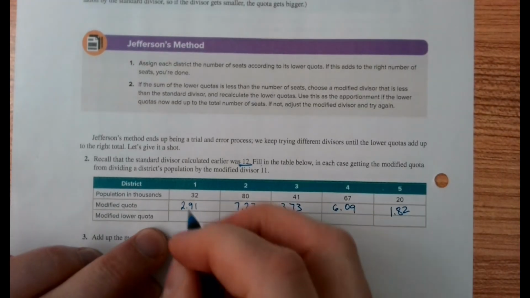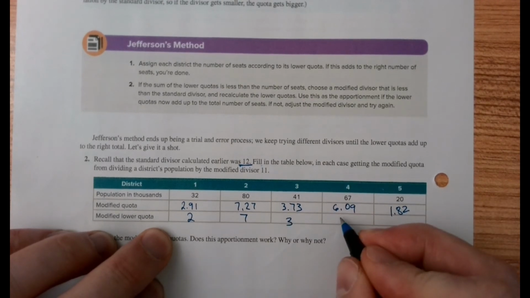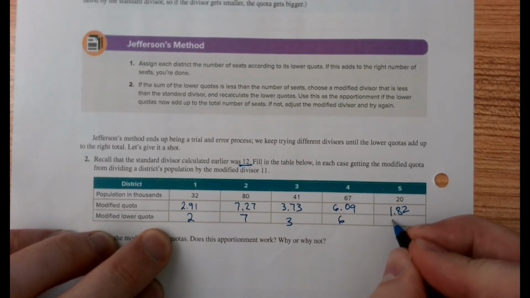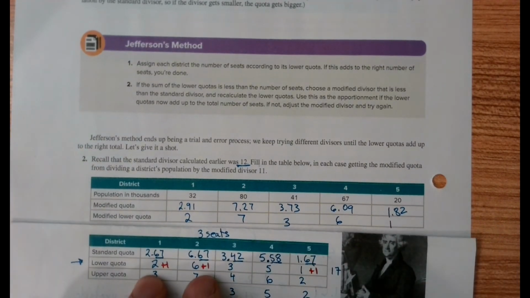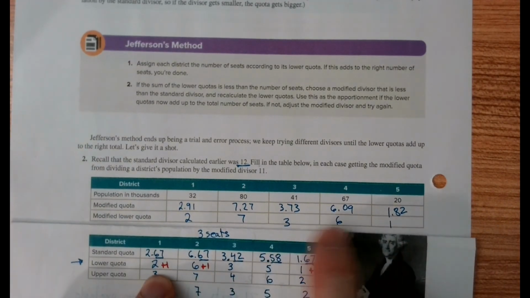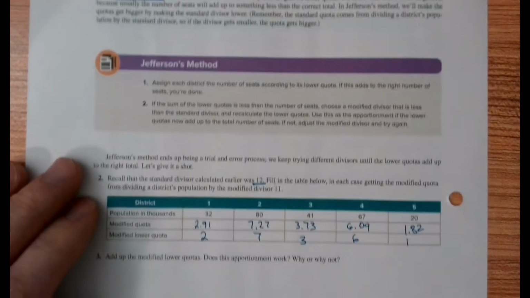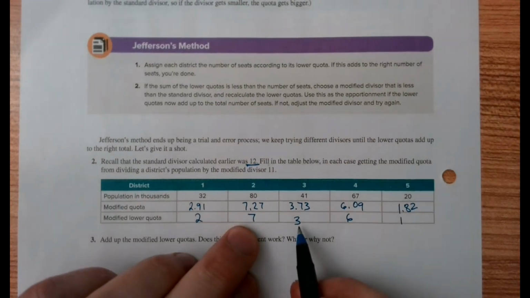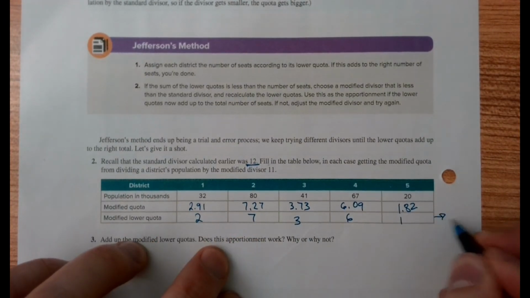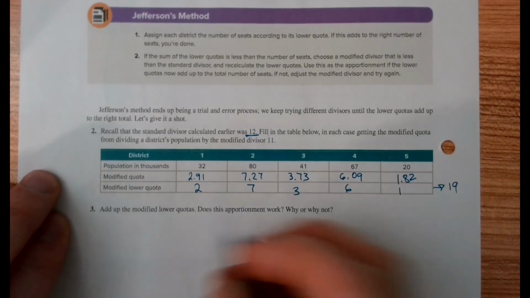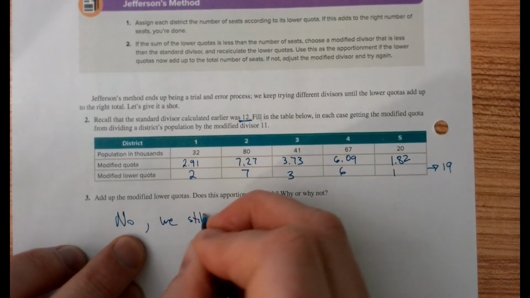All right, so now we list out our new lower quotas. Well, this is 2, 7, 3, 6, 1. Notice that if we compare it to the lower quotas before, we've actually only increased 2 of them. So we didn't increase it enough. Let's double check that. Let's add these up. 7 plus 3 is 10. 6 plus 2 is 8. Plus 10 is 18. Plus 1 is a total of 19. Does it work? No. We still have 1 seat to give away.